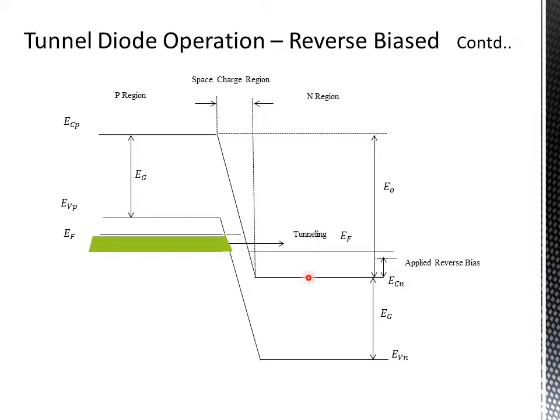As the ECN keeps on moving downwards, the Fermi level also keeps on moving downwards. Now it reaches the situation where we have filled states in the P region and empty states in the N region. Now the electrons from the P region will tunnel towards the N region. As the reverse voltage keeps on increasing, the tunneling current keeps on increasing.